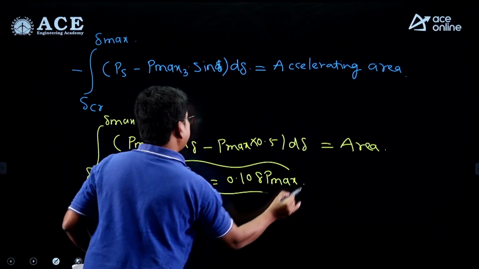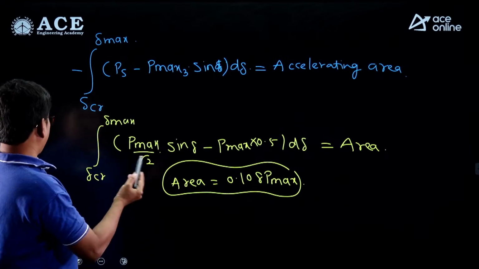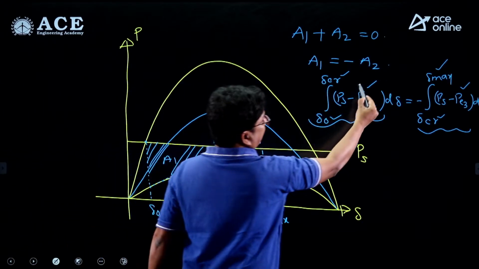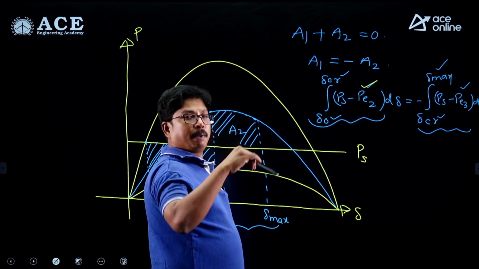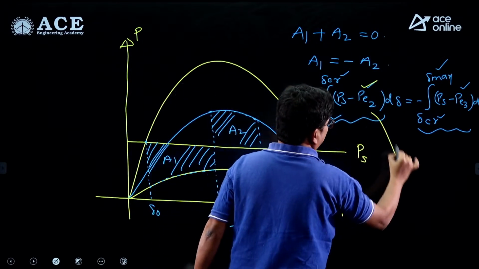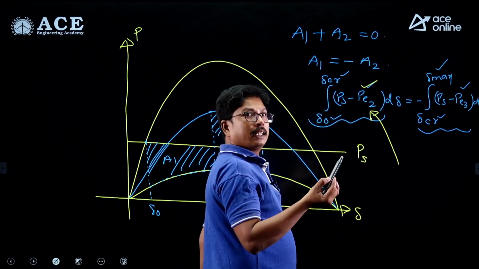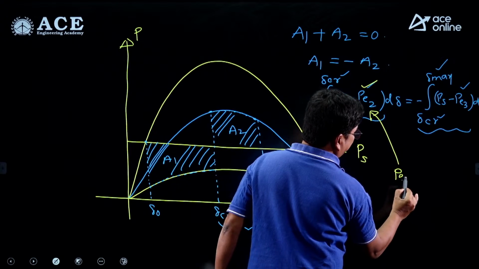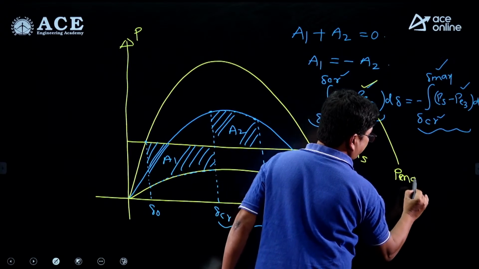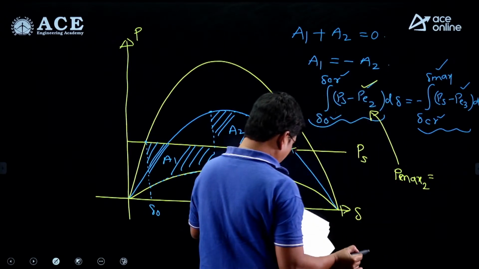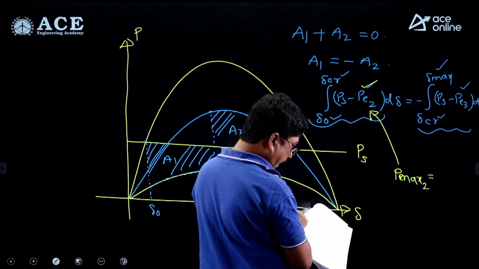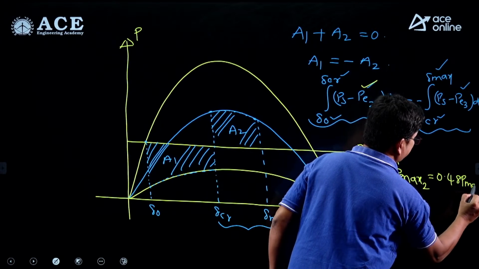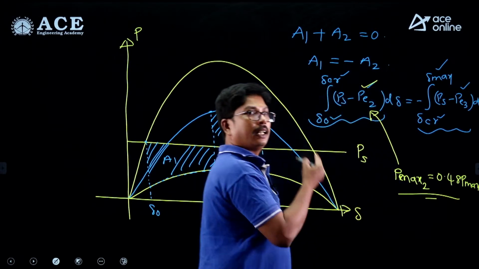Clear, right? This is one of the ways, and the other way you can do it is from this side: you can calculate PE2 in terms of P max. Some students may have done it like that. If you calculate like that, we will get the value of P max 2 as 0.48 times P max, and substitute this value in the above equation.